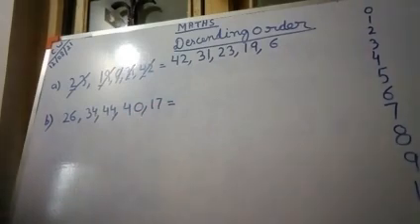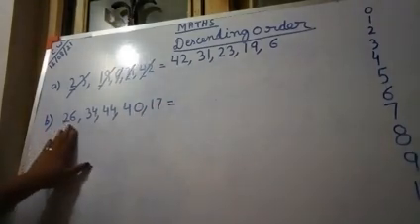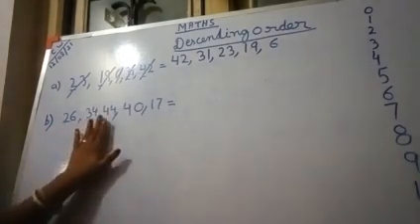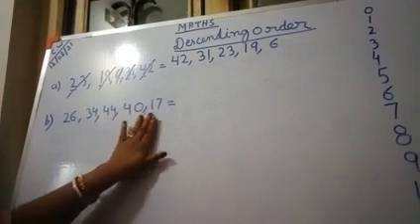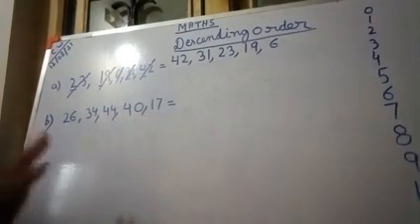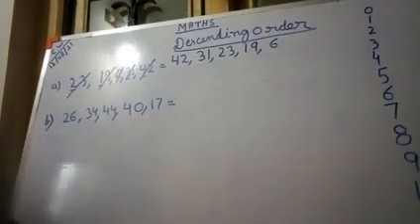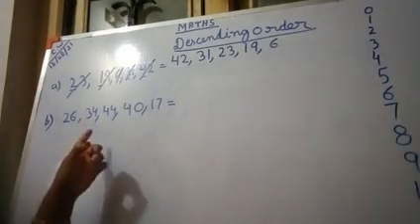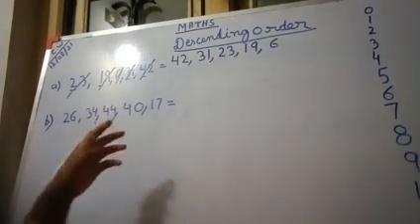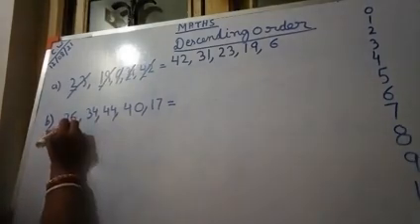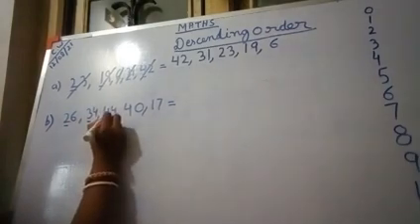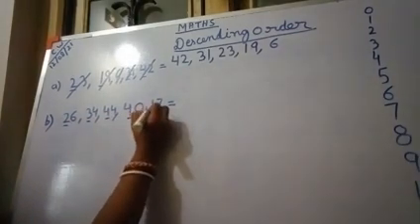Here you see all are 2-digit numbers. Here it is 26, 34, 44, 40, 17. So we will go with the concept of tens and ones. We will see the tens place number and ones place number. First of all, you see the tens place number. Here it is 2, here it is 3, here it is 4, here it is also 4, here it is 1.